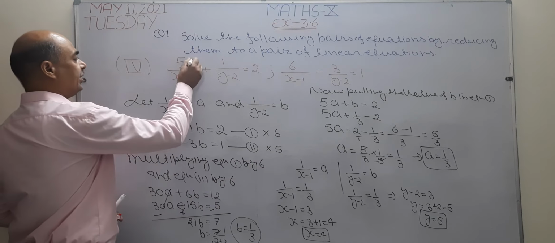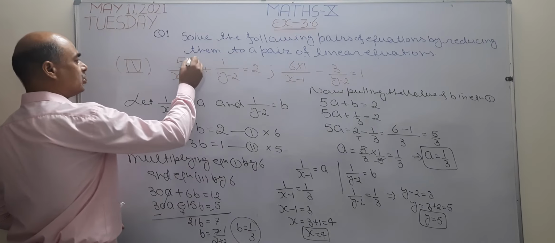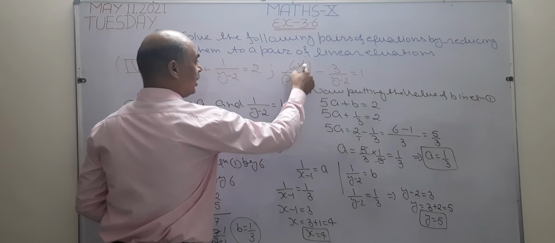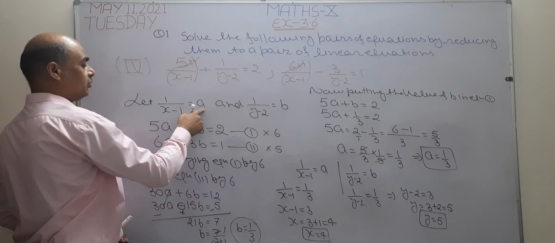Now see, 5 can be written as 5 into 1. In the same way, 6 can be written as 6 into 1. Now what is common between the first terms of both the equations? See, 1 upon x minus 1. This one is common. So I am going to suppose 1 upon x minus 1 equal to a.